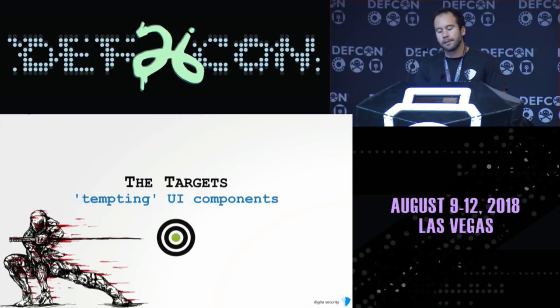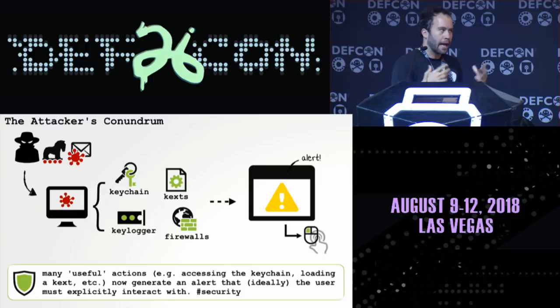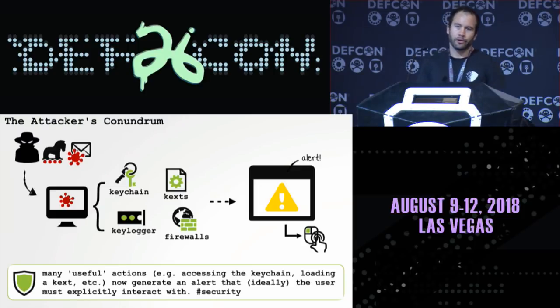Okay, so let's start by looking at user interfaces, UI components of macOS that attackers or malware may seek to interact with via synthetic events. So first, here's the attacker's conundrum. Let's assume an attacker or piece of malware has somehow gotten onto an end system, a Mac computer, perhaps via a malicious email attachment, a Trojan, a zero-day, or even an evil maid attack. Now it wants to do something. Unfortunately, at least for the attackers and malware, on modern versions of macOS, many useful actions will now be blocked and generate an alert until, at least in theory, the user interacts with the alert, clicking allow or deny. So this stage of a cyber attack is kind of where this talk fits in, specifically how to interact with or bypass such alerts so that the malicious actions can continue.